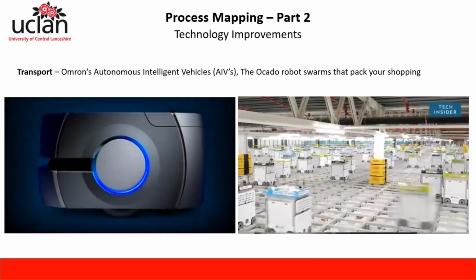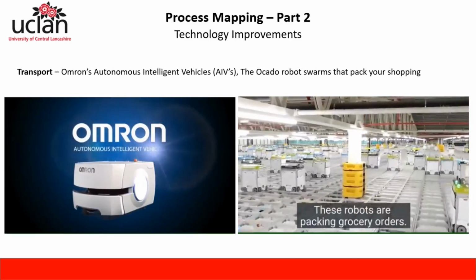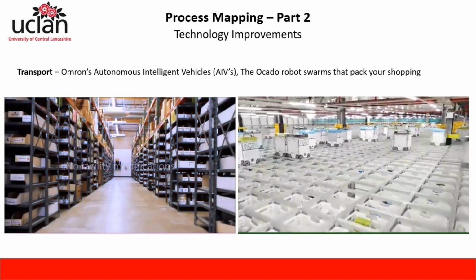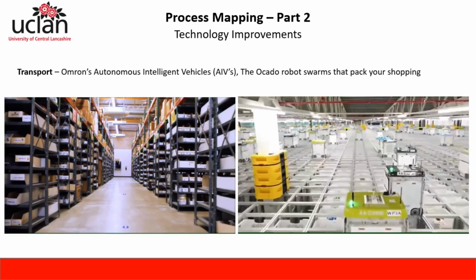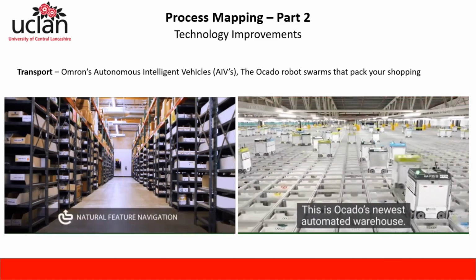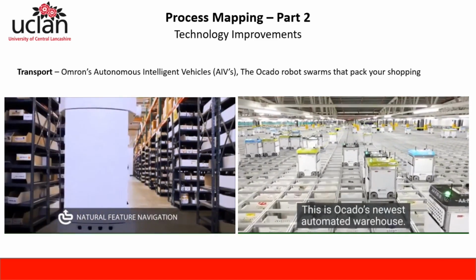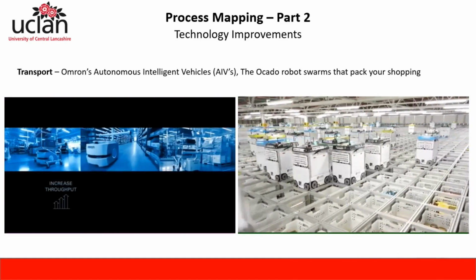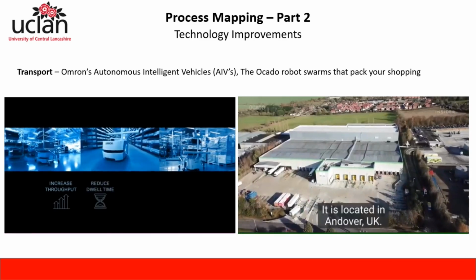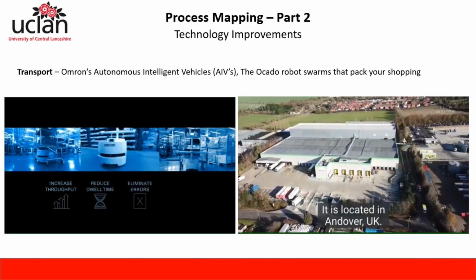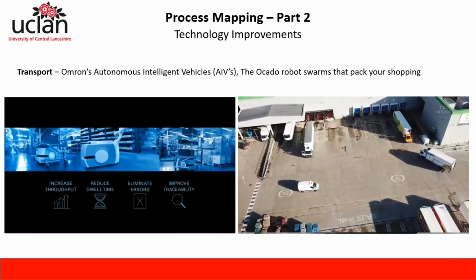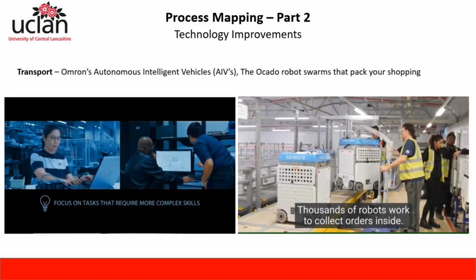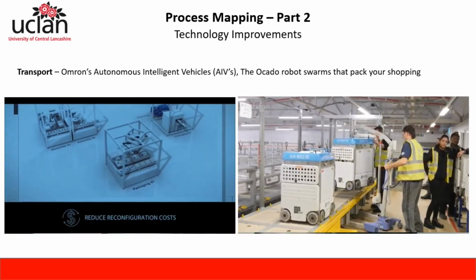But before improving those value-added operations, it's good practice to focus on the non-value-added operations. And these include everything that we looked at from the 7 ways, so things like transport. So you could use Omron's Autonomous Intelligent Vehicles, or AIV, platform, which is able to use natural feature navigation to go around your factory, pick up parts, deliver them to where they need to be, all without human intervention. It increases throughput, reduces dwell time, eliminates errors, and also improves the traceability of parts throughout your manufacturing process.